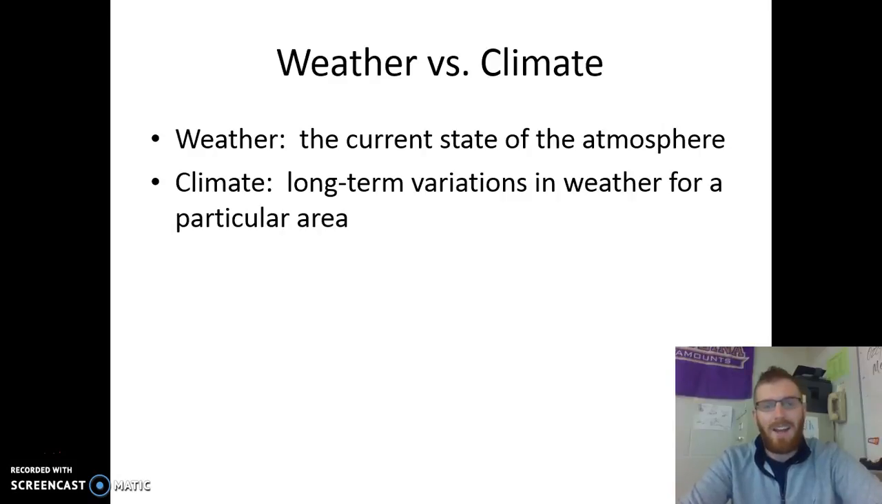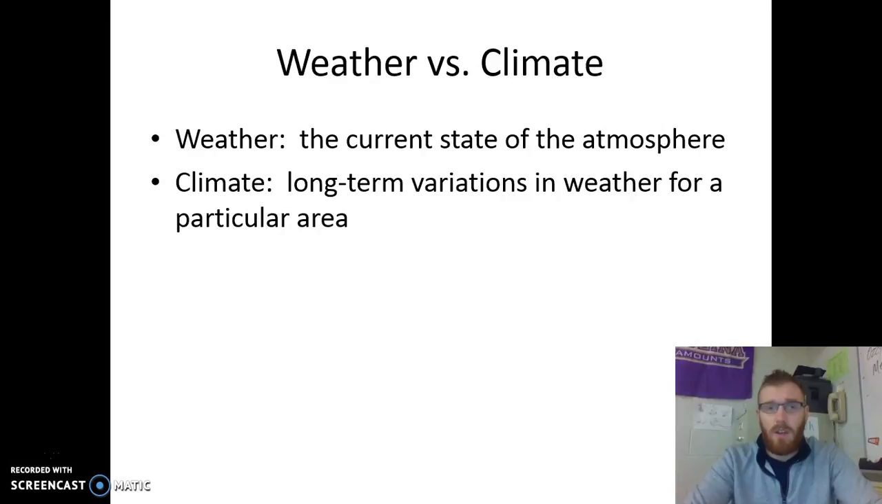Okay, one of the big ideas, one of the central themes of this unit is the idea of weather versus climate. You can see the definitions here. Weather is the current state of the atmosphere, and climate is long-term variations in weather for a particular area. Basically, what I want you to take away from this is weather is what it's like outside right now. It's the current state of the atmosphere. And climate is weather over a long period of time in a certain place.